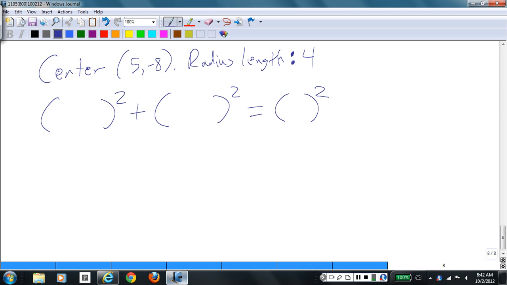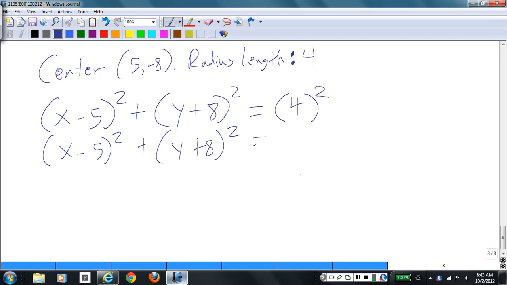How does it go? What's the equation? Oops, it is y. Thank you. Ah, there we go. Y plus 8. I was worried about the sign there and missed the variable. Y plus 8 quantity squared equals 4 squared. And not much to simplify there. Just square the 4. It's 16.